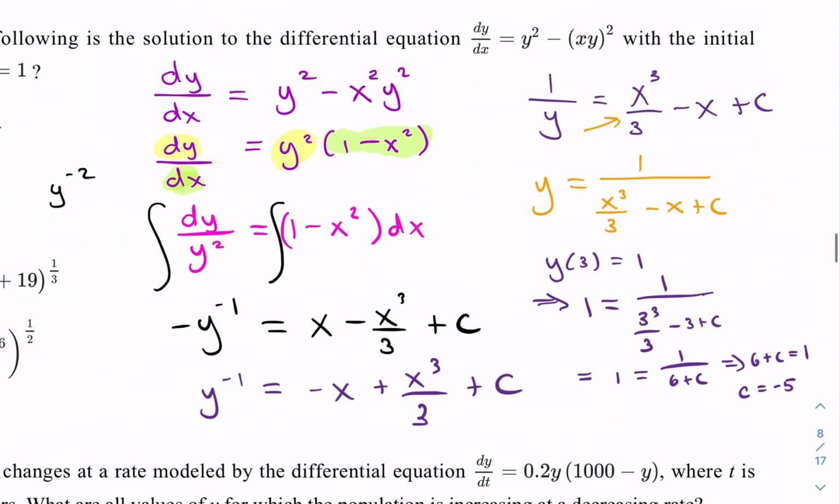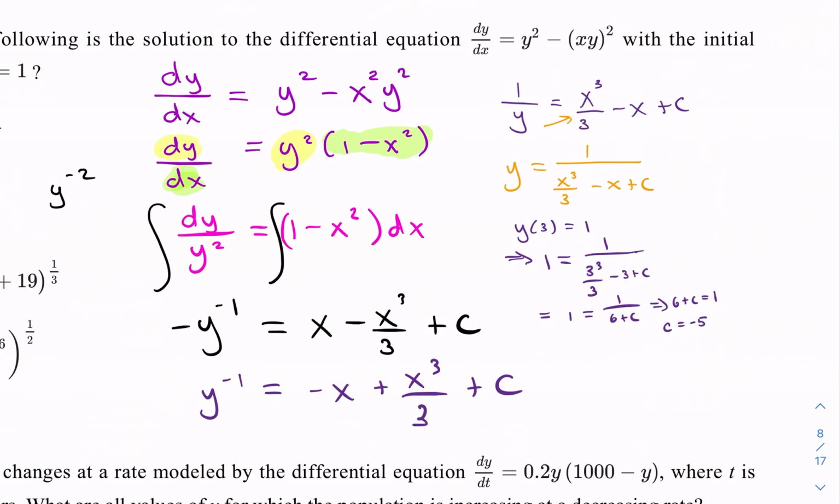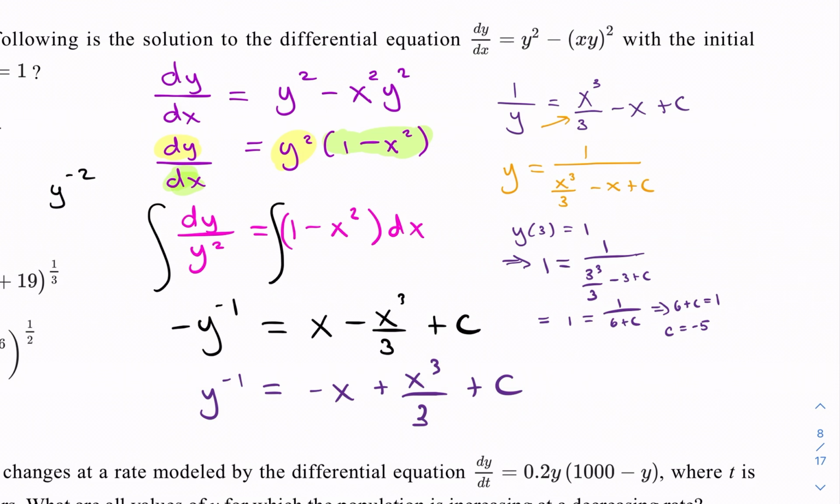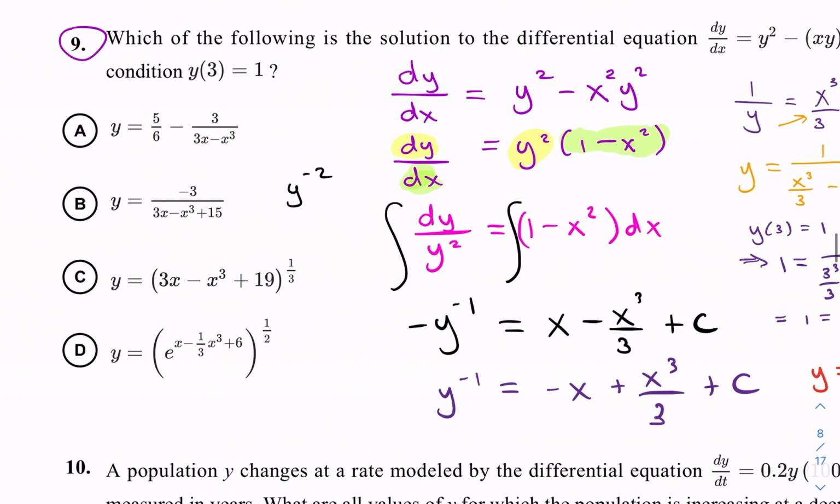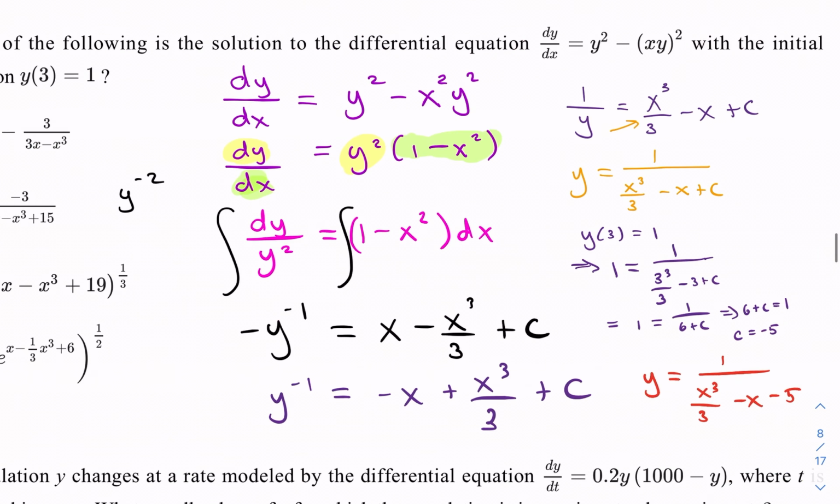Let's see if I can do a little bit better with space here. I'm just going to condense this. But in any case, we're basically there, so my solution therefore would be y equals 1 over x cubed over 3 minus x minus 5. So when you go look for that answer, you may not see it, which means it's in here in disguise somewhere.